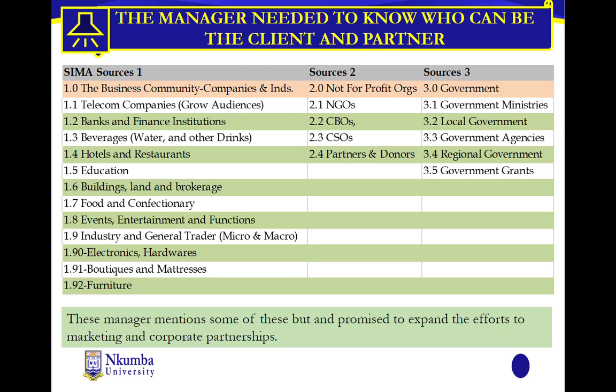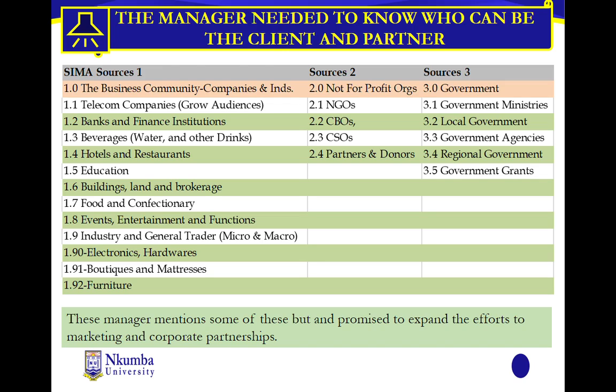Banks and financial institutions, those companies dealing in food and beverages, like water and other drinks, hotels and restaurants, education institutions, those involved in building, land and brokerage, the land agencies, those in estates, food and confectionery, those in bread and food, events and entertainment, those who are going to host events, and industry and general trade, electronics and hardware, boutiques and mattresses, furniture. Those are sources of revenue. Clients, those are clients who will be sources of company revenue.